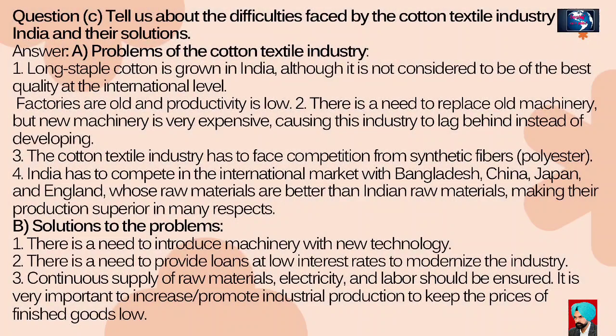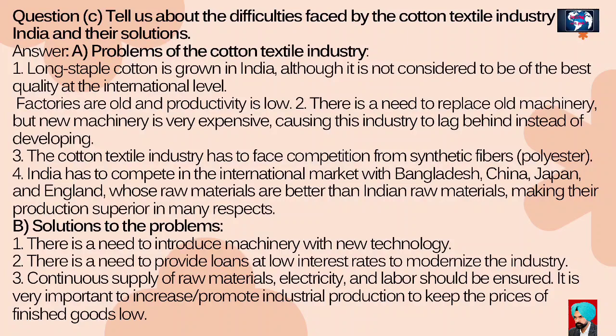Question C. Tell us about the difficulties faced by the cotton textile industry in India and their solutions. Answer: A. Problems of the cotton textile industry. 1. Long staple cotton is grown in India, although it is not considered to be of the best quality at the international level. 2. Factories are old and productivity is low. There is a need to replace old machinery, but new machinery is very expensive, causing this industry to lag behind instead of developing. 3. The cotton textile industry has to face competition from synthetic fibers, polyester.